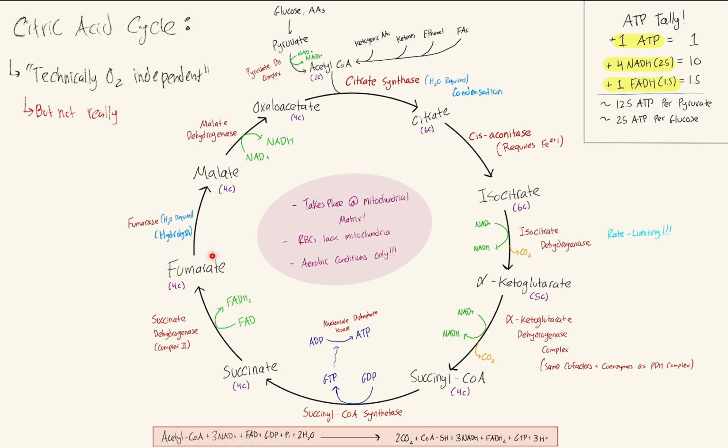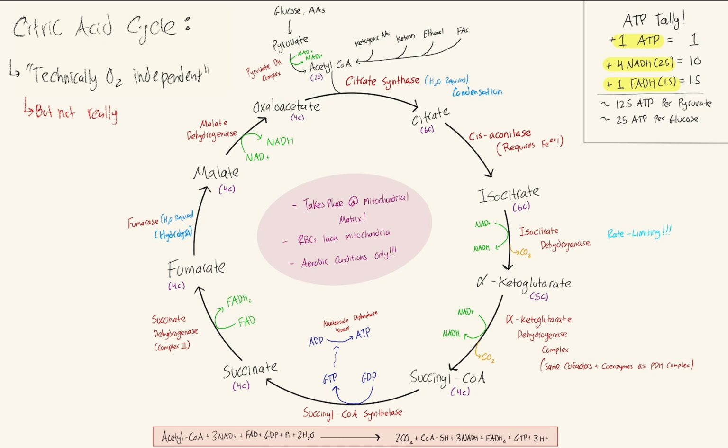From here, fumarate will turn into malate through the enzyme fumarase. This is a hydrolysis requiring a molecule of water. And so from here, malate will turn into oxaloacetate again through the enzyme malate dehydrogenase. This is the third and final production of NADH.